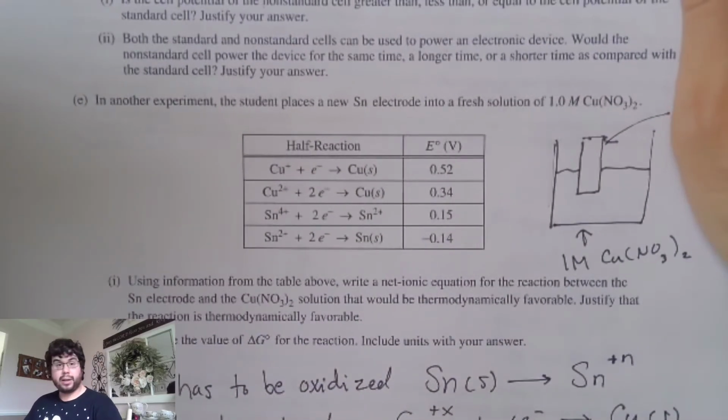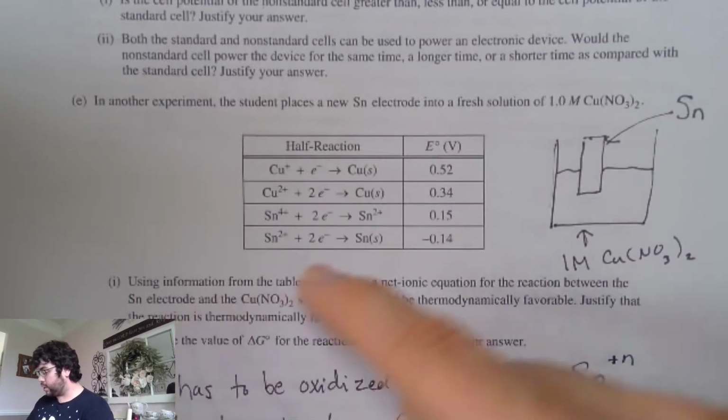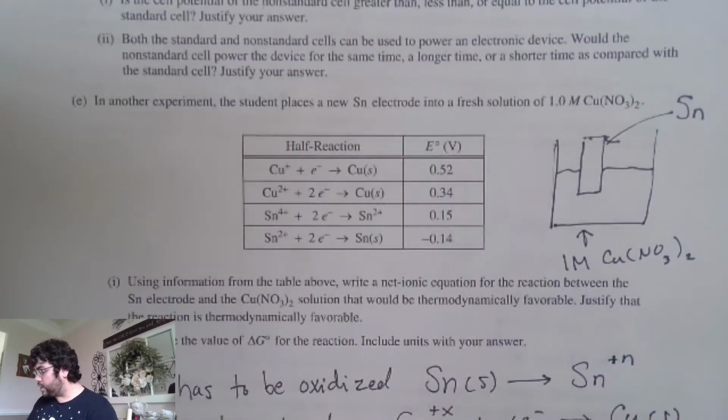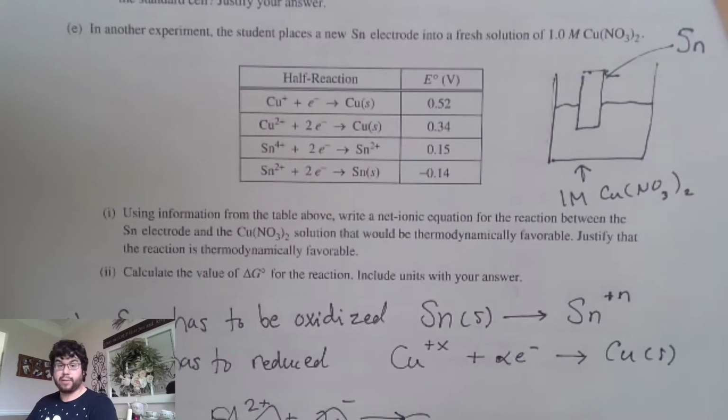Okay. Next question. In another experiment, the student places a new tin electrode into a fresh solution of 1 molar copper nitrate. So we've got something kind of like this. We've got just a tin electrode placed into copper nitrate, and you're going to have still a galvanic cell kind of reaction. A redox reaction is going to occur. And they ask us, after giving us these values here, using the information from the table above, write a net ionic equation for the reaction between the tin electrode and the copper nitrate solution that would be thermodynamically favorable. Justify the reaction is thermodynamically favorable.